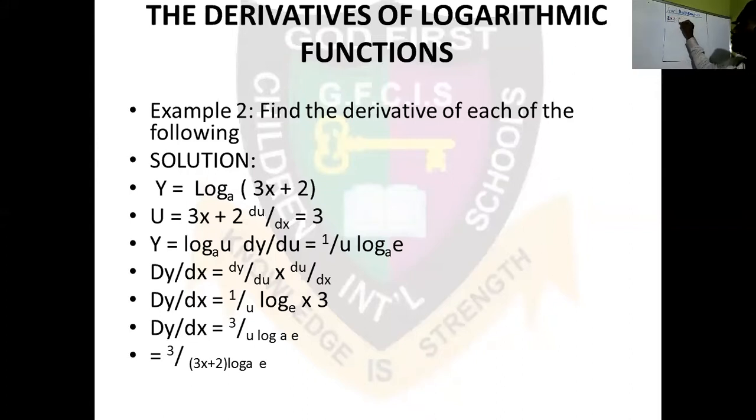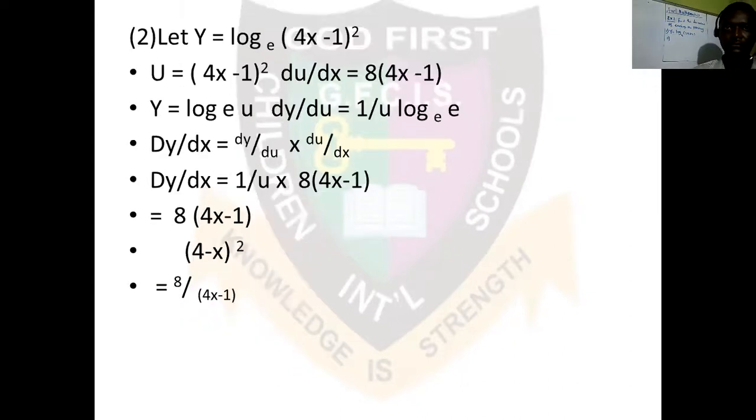Example 2. Find the derivative of each of the following. The first one is y is equal to log base a of 3x plus 2. The second one is y is equal to log base e of (4x minus 1) squared.